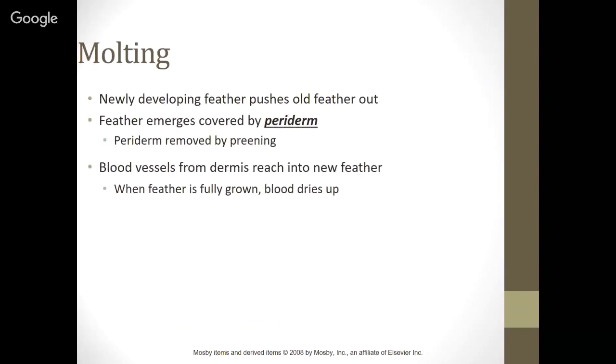Newly developing feather will push that old feather out, and that feather emerges covered by that periderm, and they preen themselves to remove that periderm, to take it off. Blood vessels from the dermis reach into the new feather, and when the feather is fully grown, the blood will dry up. So that's what we call a blood feather. It's a feather that is not completely formed yet. And if we see a lot of blood feathers in an animal, it tells us that we've had some extra molting, which could have been due to poor nutrition as well.